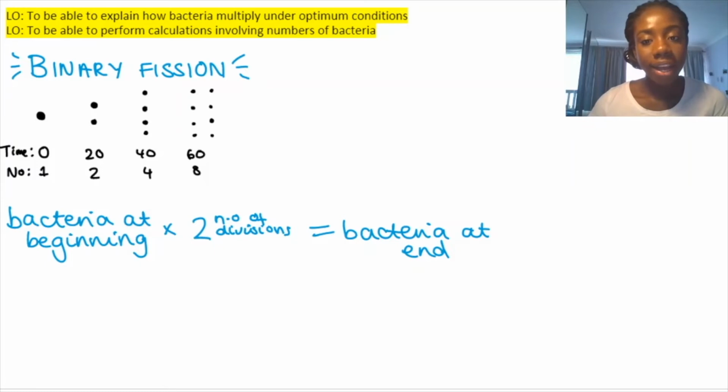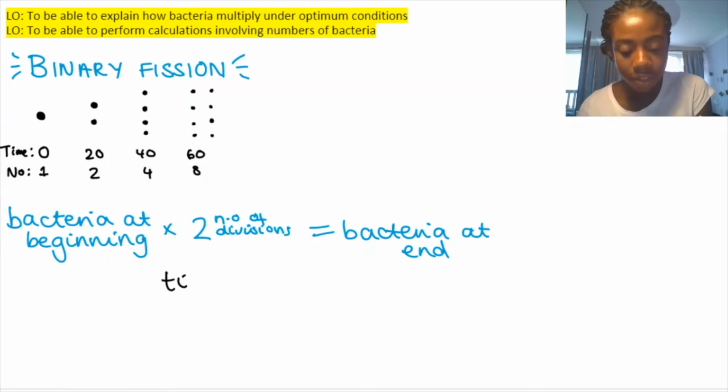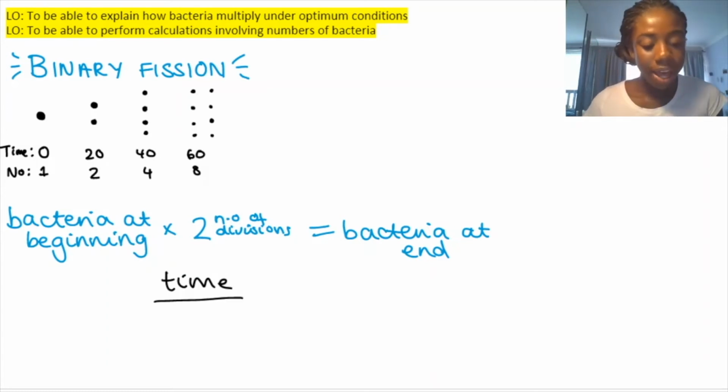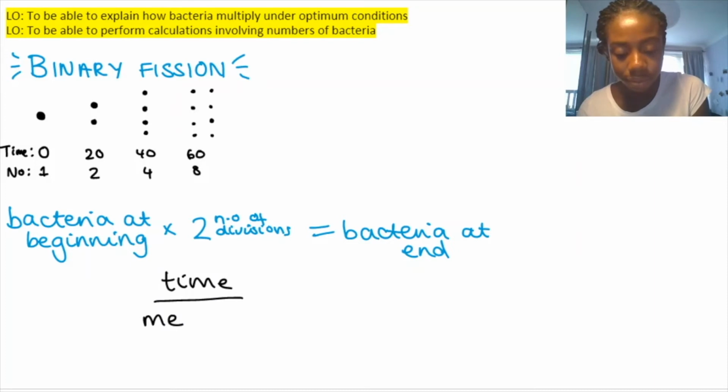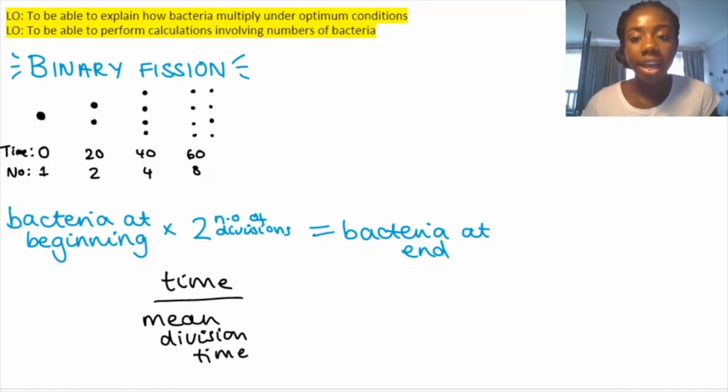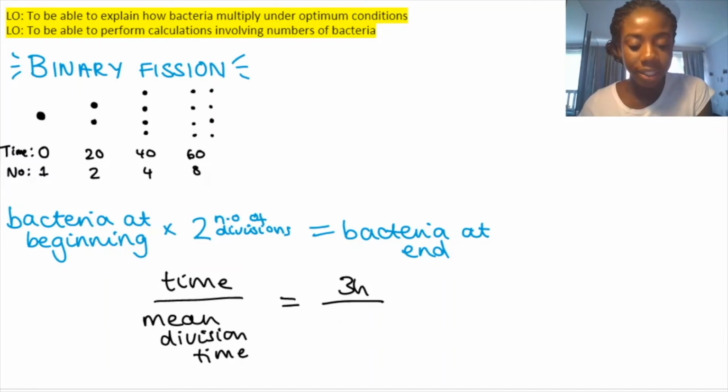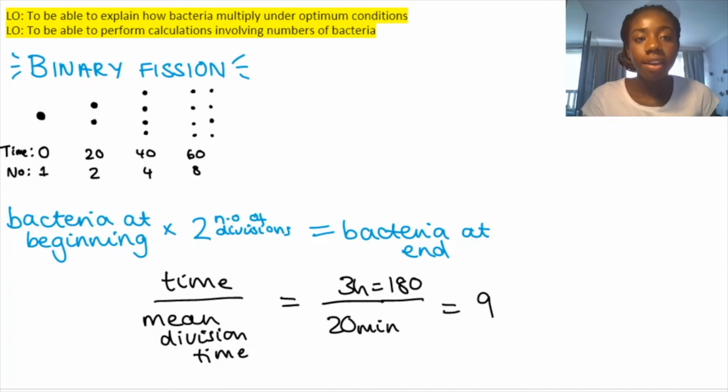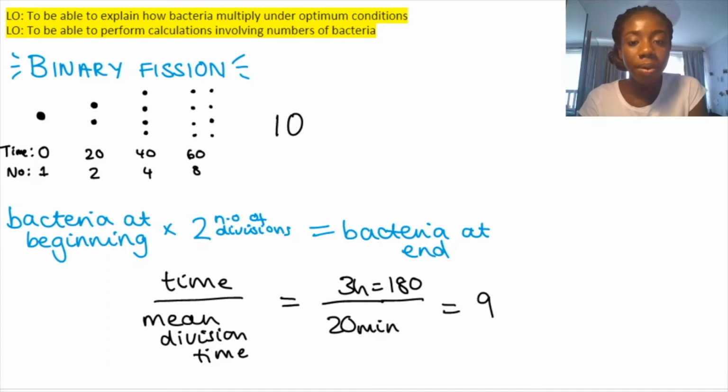And in order to calculate the number of divisions, we need to divide the time that the population is left for by the mean division time for that bacteria. So for example, if they're left for 3 hours and our mean division time is 20 minutes, so 3 hours is going to equal 180 minutes, so it's 180 over 20, so we're going to have 9 divisions.